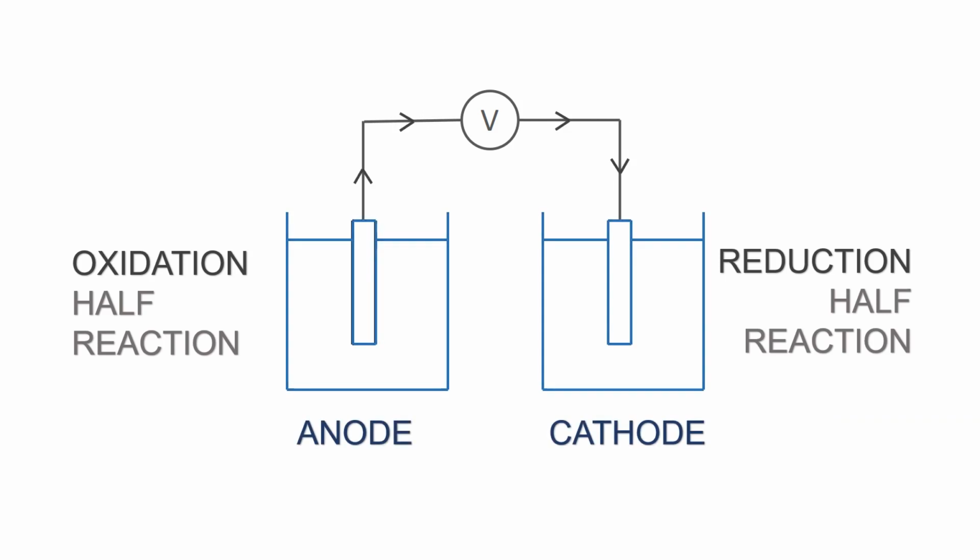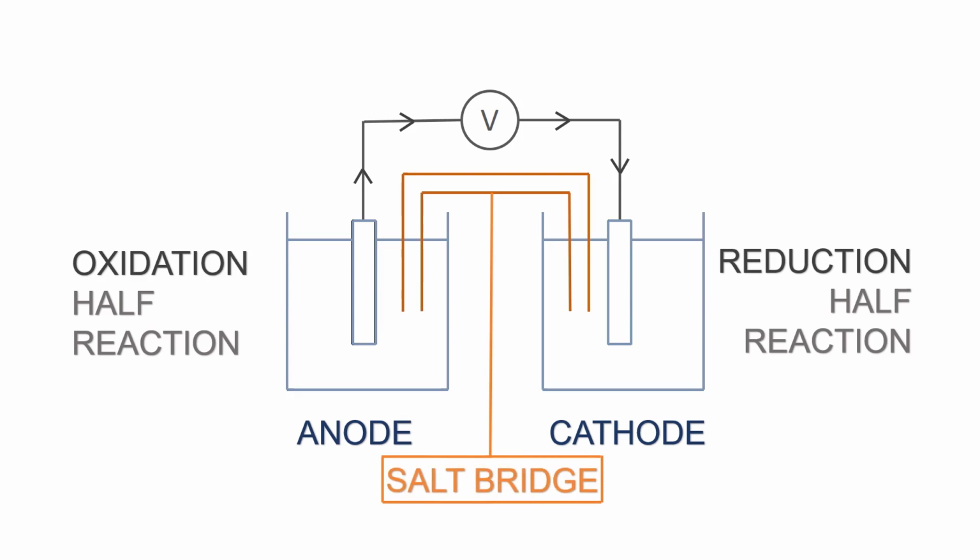A salt bridge helps to complete the circuit by acting as a counterbalance to balance the amount of cations and anions in the half cells. The electrolyte used to make the salt bridge must not interfere with the chemical reaction in the half cells, such as by forming an insoluble precipitate.